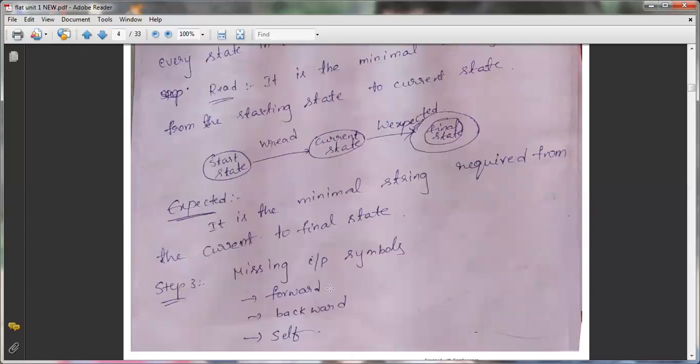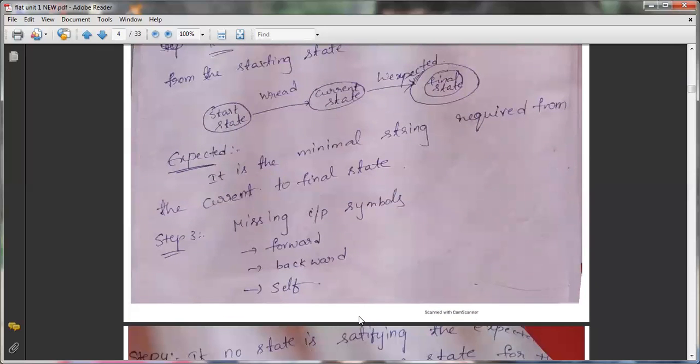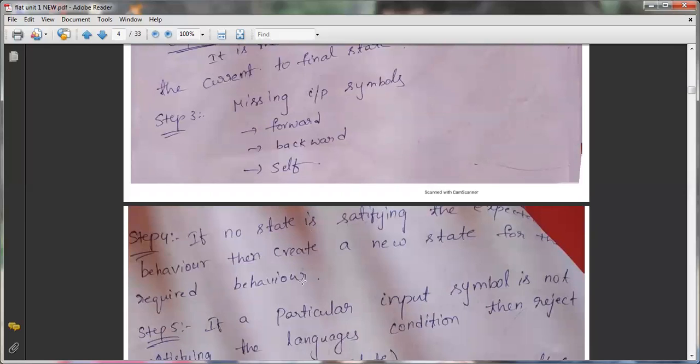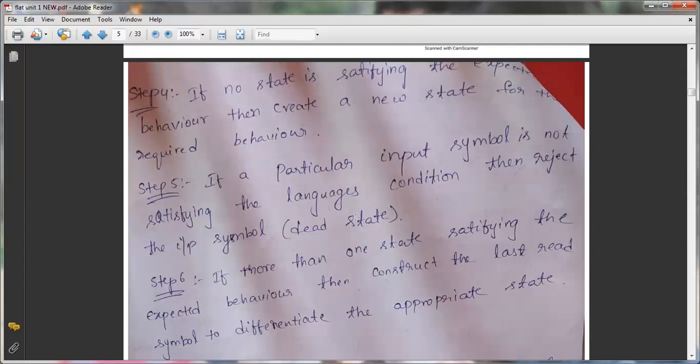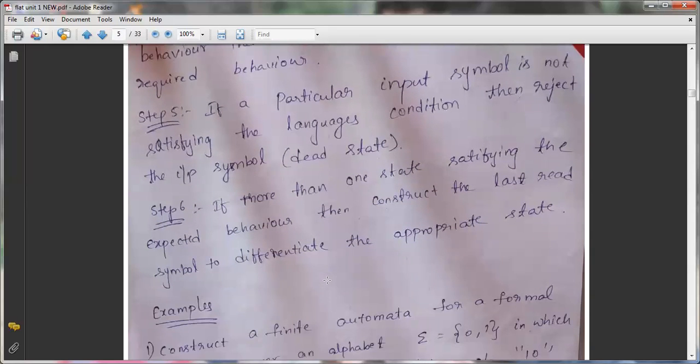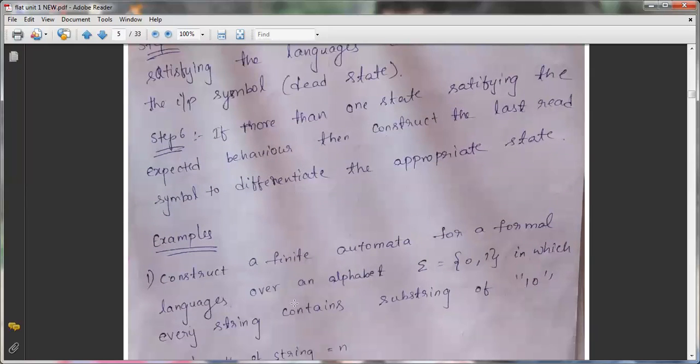After that, step 3 is: what are the missing input symbols? We have to check forward, backward, and also the self. And step 4 is if no state is satisfying the expected behavior, then we have to create a new state for the required behavior. If you are not satisfying the condition, you have to create a new state. And if a particular input symbol is not satisfying the language or the conditions, then you have to reject the input symbol. If more than one state satisfies the expected behavior, then construct the last read symbol to differentiate the appropriate state. These are the different steps I am going to follow for constructing the deterministic finite automata, the DFA.